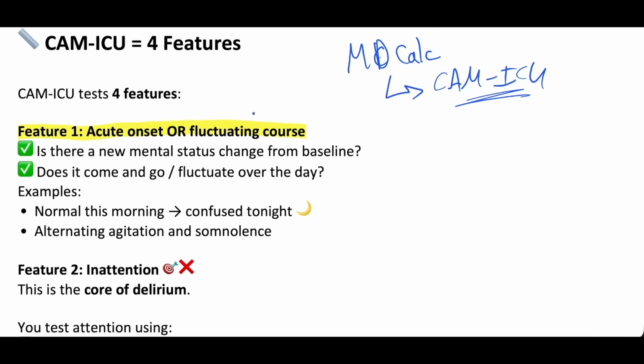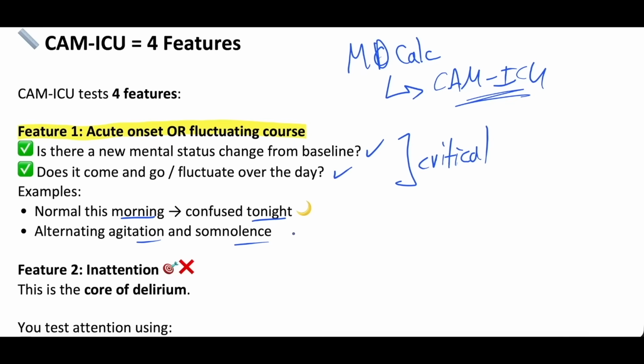So feature 1, acute onset or fluctuating course. Is there a new mental status change from baseline? Does it come and go, fluctuate over the day? These are critical parts of the score. You cannot test positive on the CAM ICU score without this being true. So is the patient normal in the morning and confused at night, or vice versa? Do they alternate agitation, somnolence, or more awake or less awake, or more comfortable and less comfortable?